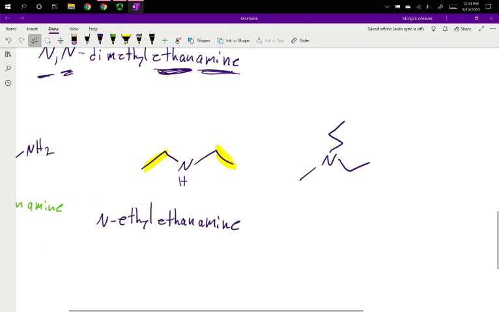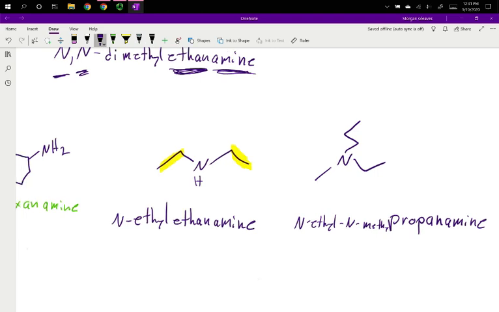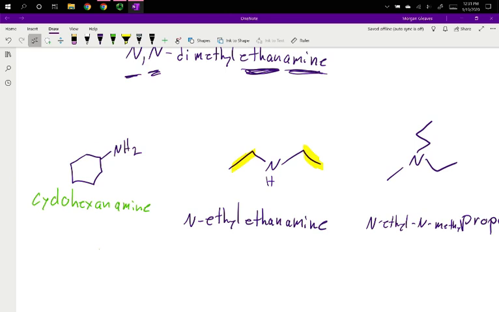And then our third one, longest chain, I've got 1, I've got 2, and I have 3. So this is going to be a prop, single bonded between carbons, propanamine. I have a methyl and an ethyl. They're both on the nitrogen, so I have an N-ethyl, N-methyl propanamine. And so that is the IUPAC naming. That is how you would identify these through IUPAC. You find the longest chain, you put amine at the end as a suffix, and then the other nitrogen attached parts are subgroups.